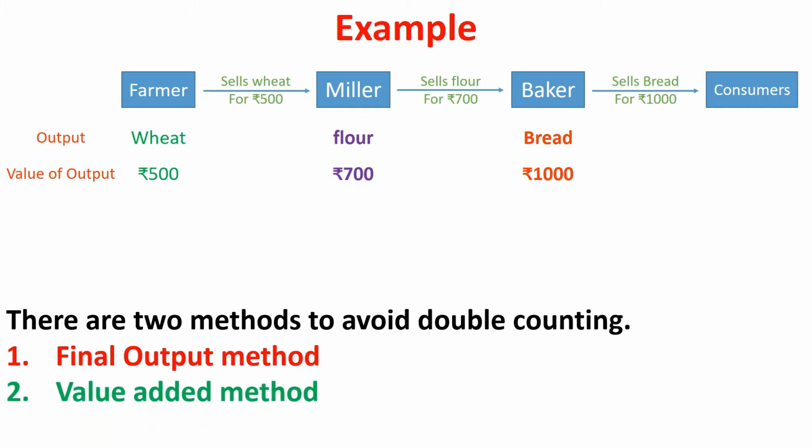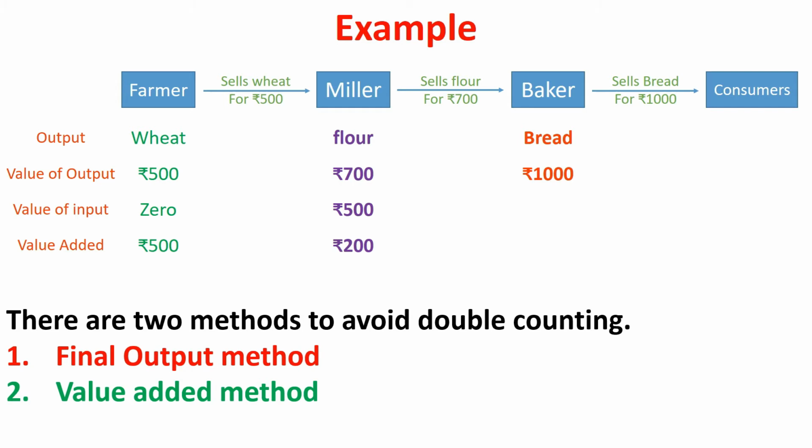Second method is the value added method. According to this method, sum total of the value added by each producing unit should be taken in the national income. In our example, value of input for the farmer is 0. So value added is 500 minus 0 equals 500. The miller used wheat worth rupees 500 as intermediate good. Now his value added is 700 minus 500 equals 200.